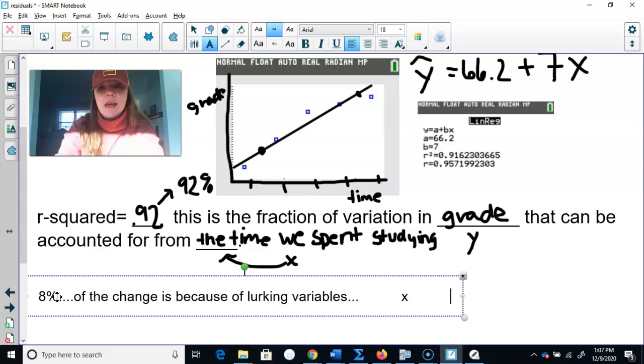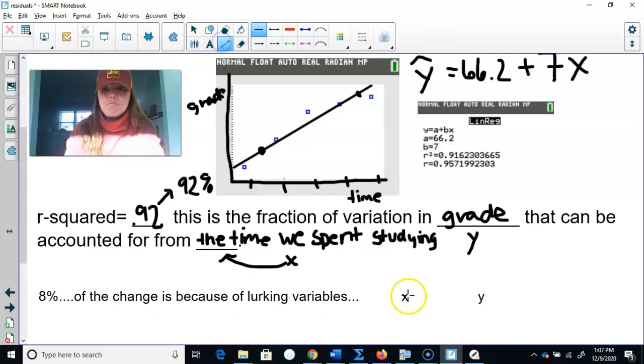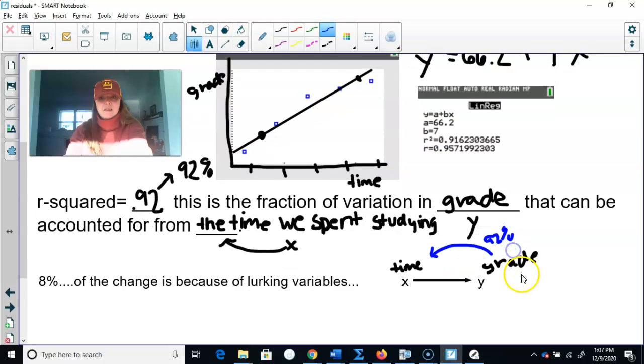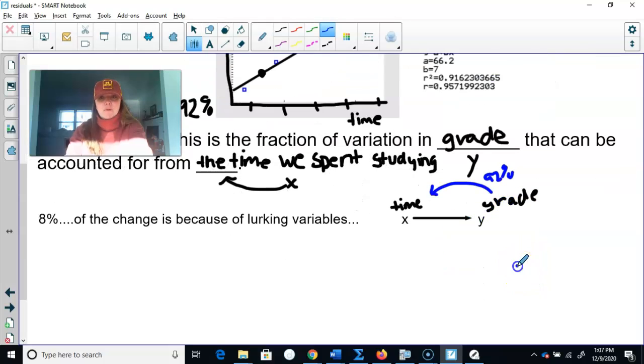We had X, and that was impacting Y. Our X was time. Our Y was grade. What R squared is telling us is that 92% of the changes in the grade is because of time. But there's an extra 8% out there that's affecting the grade, and that's lurking variables.